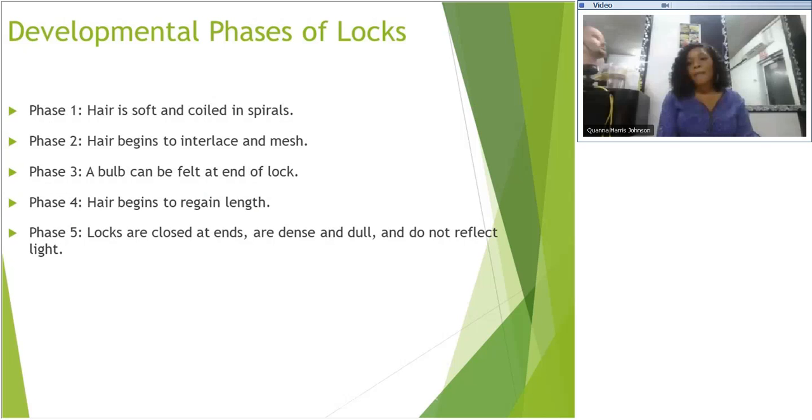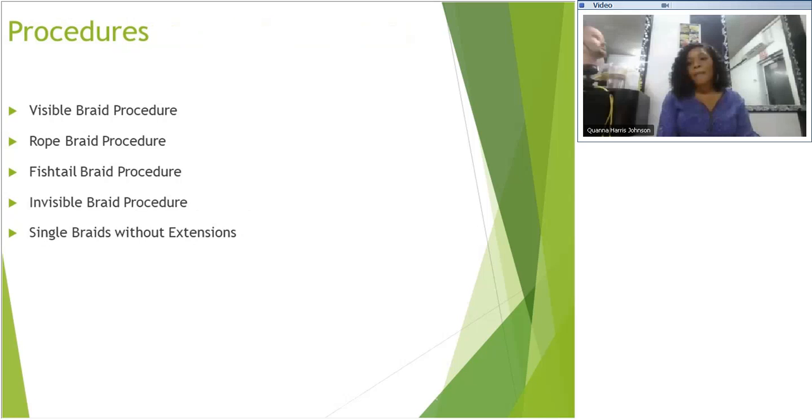And these are the phases of locking that I was talking about. The hair is soft and coiled in twists. The hair begins to interlace and mesh, and a bulb can be felt at the end of the lock, and the hair begins to regain length, and the hair locks at the end so it gets dense, and there is no light reflecting through the hair. So the hair at the end will look very dull.